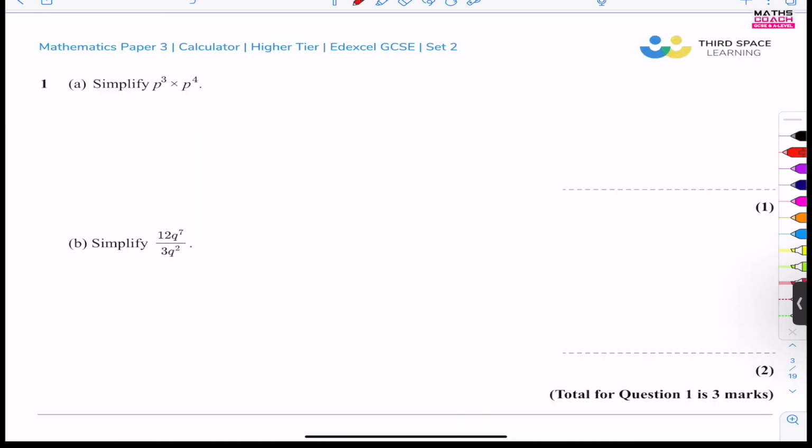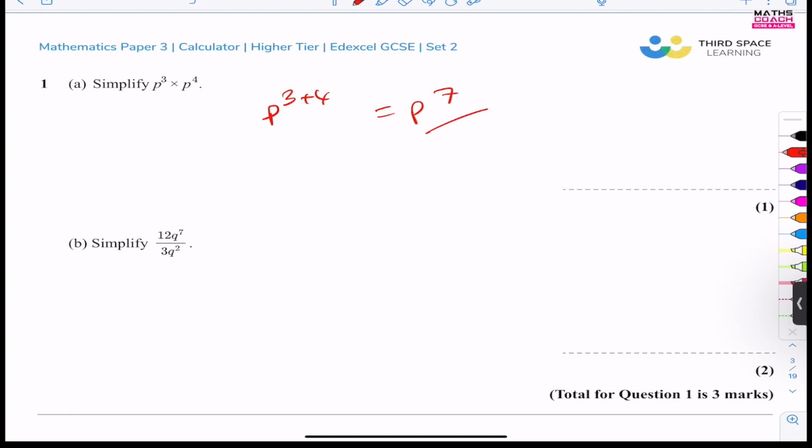For question number 1, simplify p cubed times p to the power of 4. What do we do here? Well, we have the base p the same, so we can just add the powers. So it will be p to the power of 3 plus 4, and that gives us p to the power of 7.